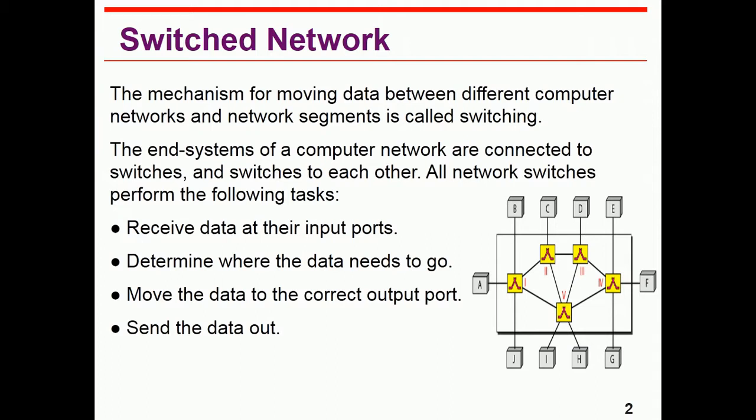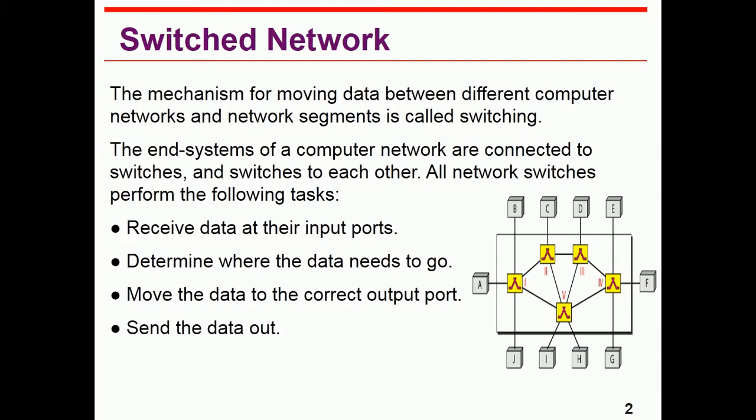The end systems of the computer network are connected to the switches. Here in this diagram, there are some yellow colored devices. These devices are switches which are used for temporary connection, and the devices A, B, C, D, these are the end systems. So the end systems of a computer network are connected to the switches, and the switches are connected to each other through communication links.